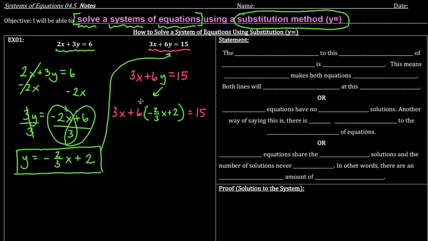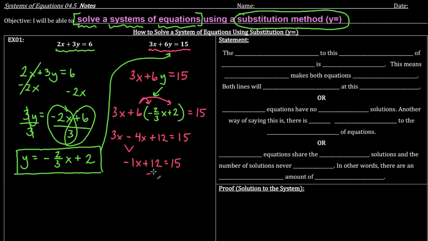So now I'm going to distribute. I'm going to write 3x first. A positive times a negative is a negative. 6 times 2 is 12, divided by 3 is 4. A positive times a positive is a positive. 6 times 2 is 12. And it will equal 15. And so let's combine like terms before we solve. So 3x minus 4x is negative 1x plus 12 equals 15.